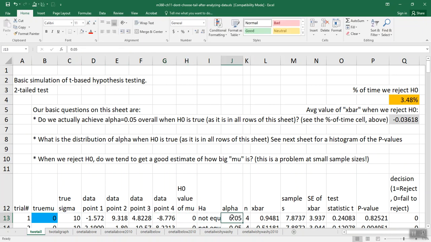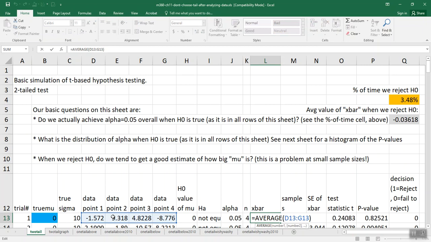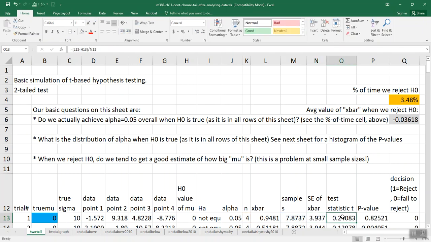I set my alpha to 0.05 as usual. I take the average of those 4 data points, I take the standard deviation of those 4 data points, I compute the standard error, s over square root of n, I compute my t-test statistic, and I compute my p-value, and then I say if the p-value is less than the alpha value, then we reject, and we note that with a 1, otherwise we fail to reject, and note that with a 0.